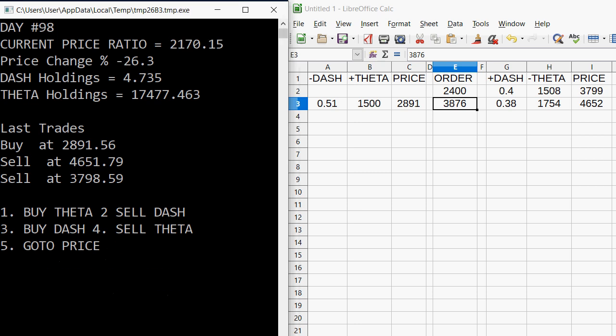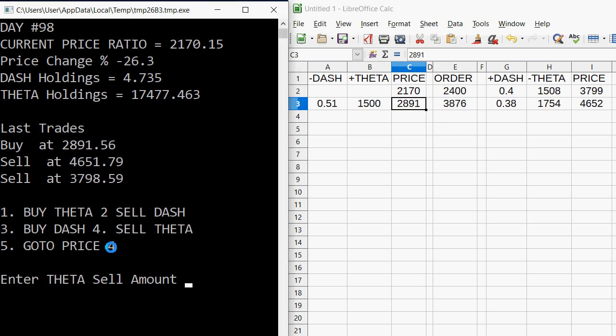2,437, that's good enough. So it goes to 21.70. So we're going to complete this short order. And amongst it, we're going to do the same thing as we did before. So I'll push 4 to sell theta.